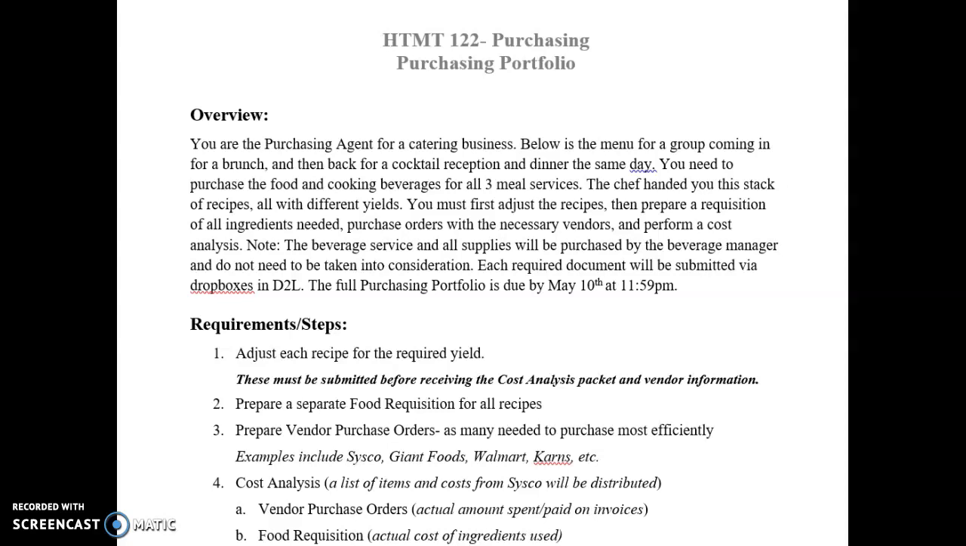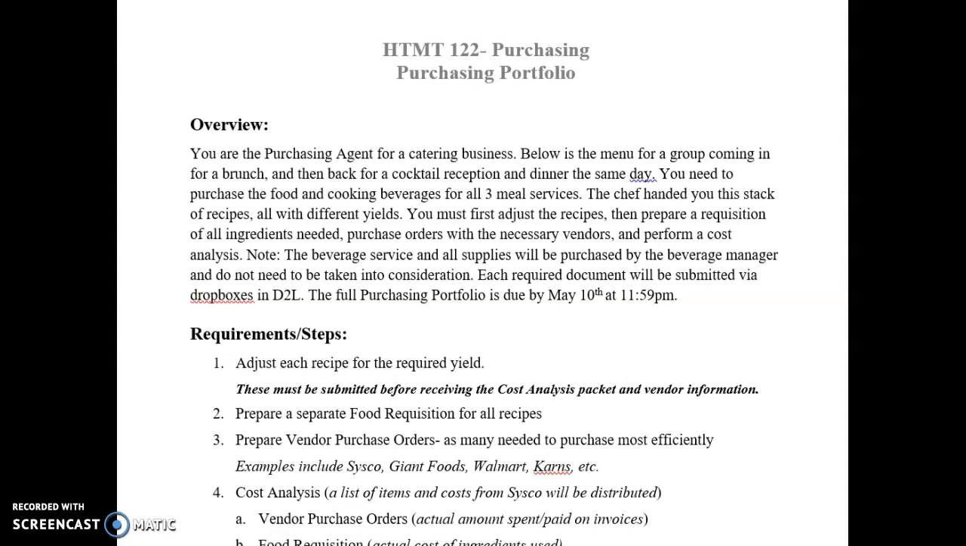Then you must prepare a full requisition of all items that you need. And then you'll take that requisition and put together purchase orders with as many necessary vendors as you find you'll need. You'll have to do some cost analysis that we'll talk about below. Each of the following requirements will need to be submitted via Dropboxes in D2L. I have established a separate Dropbox for each requirement.